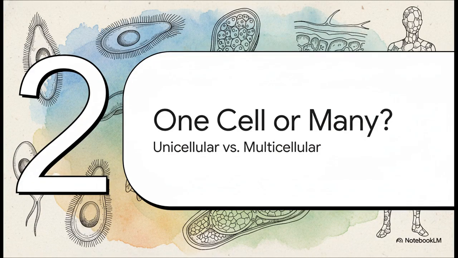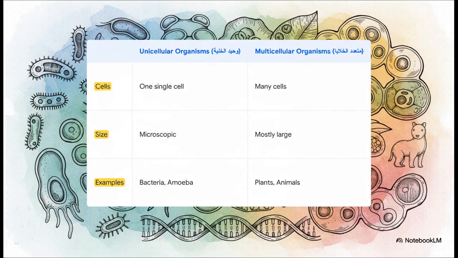Okay, so now we know about cells, but that makes you wonder, right? Do all living things need millions and millions of cells like we do? Or could something be alive with just one single cell? Let's find out. It turns out living things are split into two big teams. First, you have unicellular organisms. That's wahidul khaliya in Arabic. Uni means one, so they're made of just one single cell. Then you have multicellular organisms, or muta'addidul khalaya. Multi means many, so they're made of lots and lots of cells. And as you can see, the one-celled guys are super tiny, but the many-celled ones, like us, are much bigger.